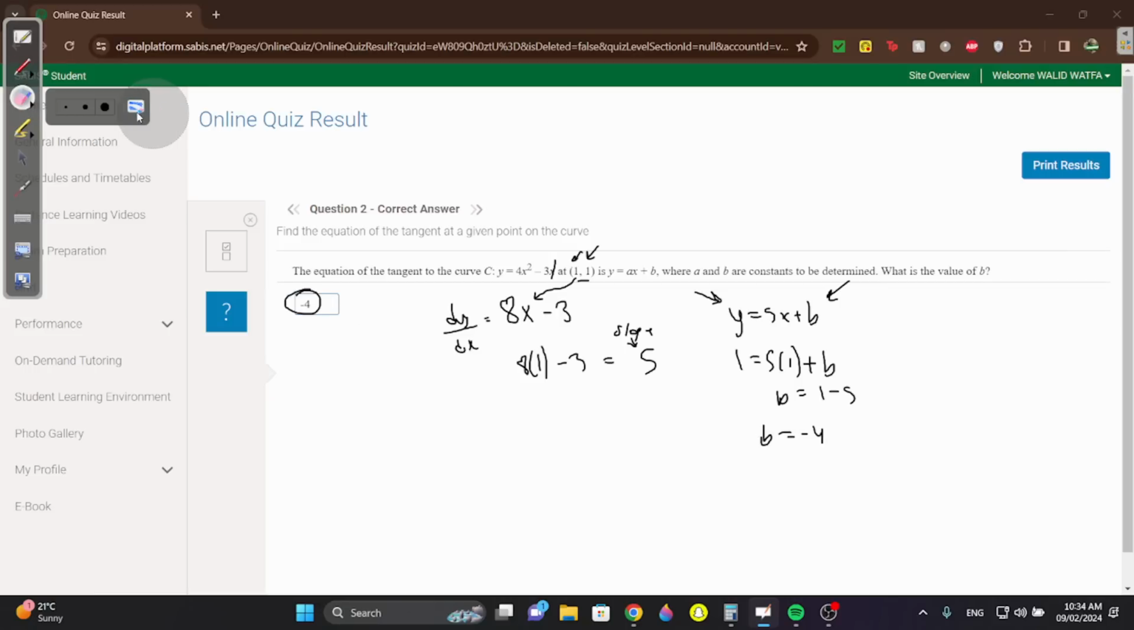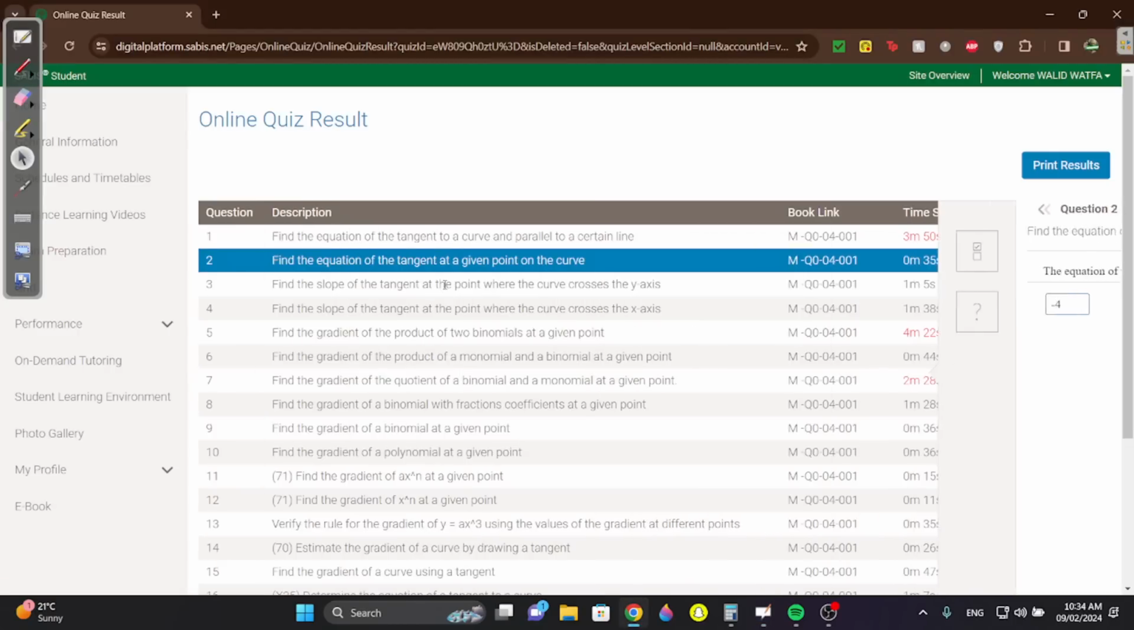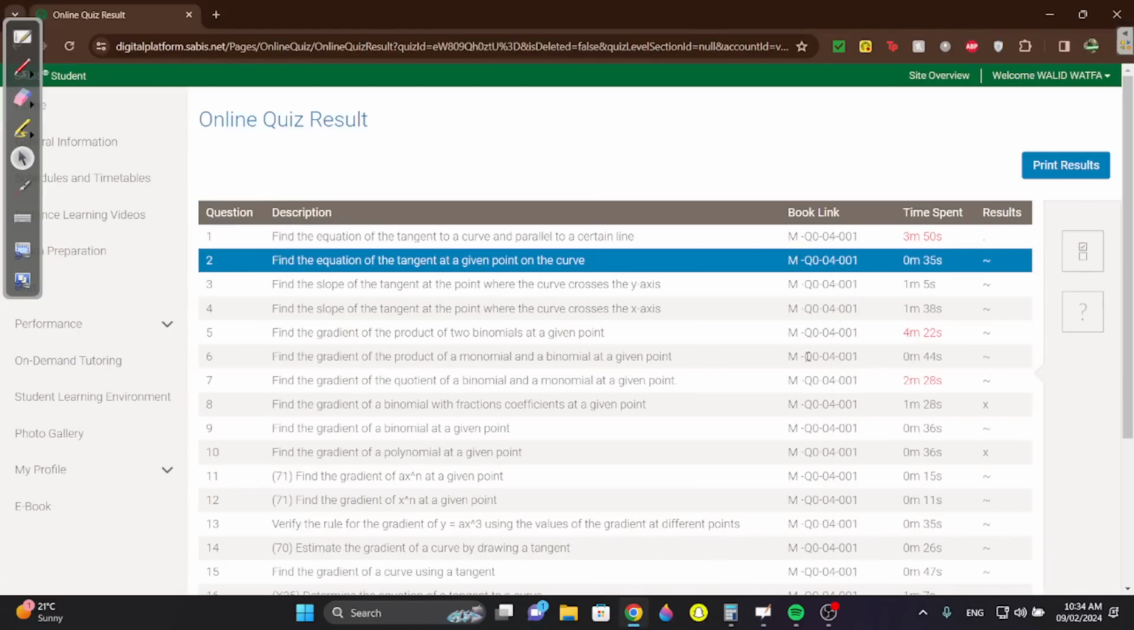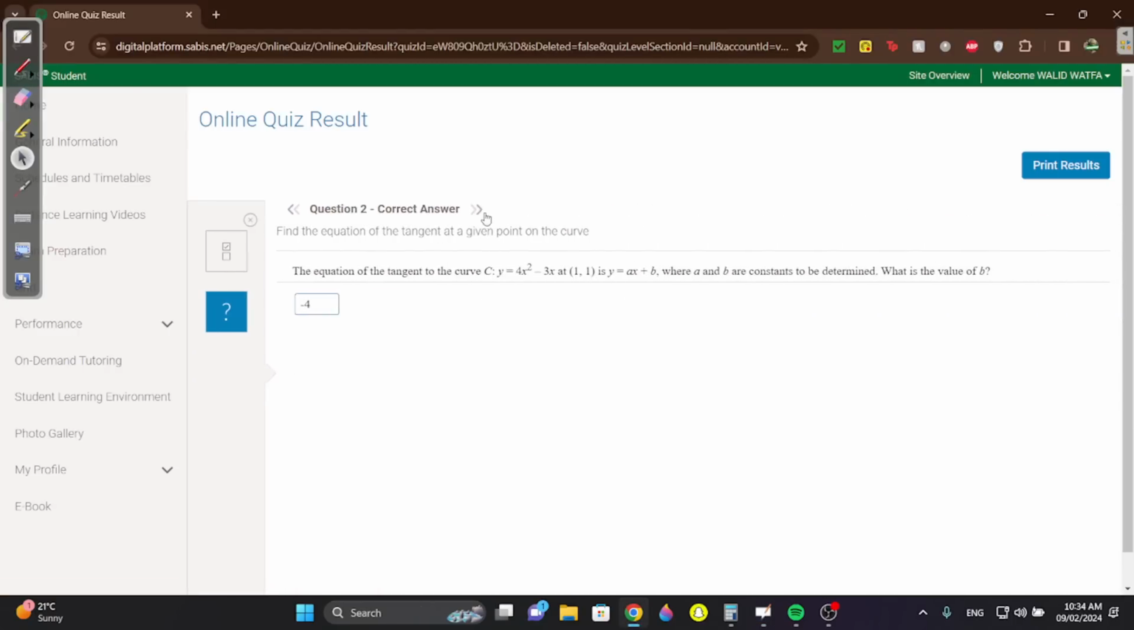And some questions are very easy. They just ask for the gradient. I'll get to those. It's just following the steps. Like here, what is the slope? They just want the slope.